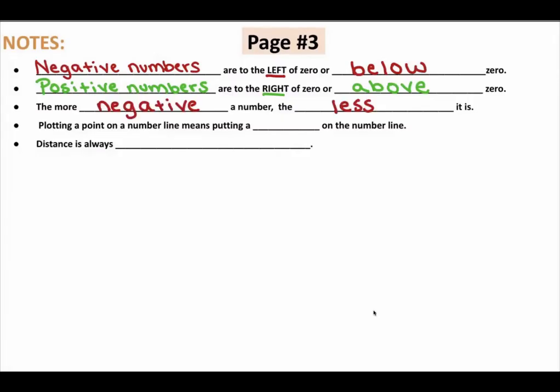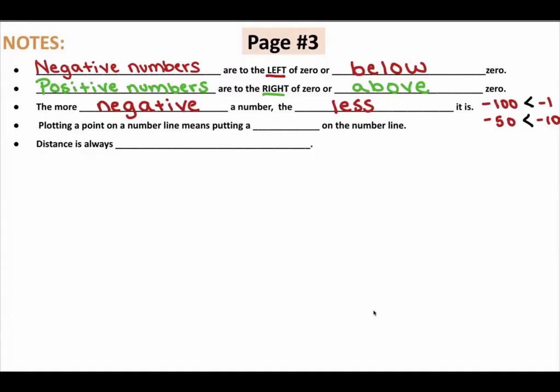The more negative a number, the less it is. So the easiest way I think to think about this is like owing money. So you have less money if you owe someone $100 versus owing them $1. -100 is less than -1. -50 is less than -10, because if you're in debt $50, you owe more money than if you just owed $10.